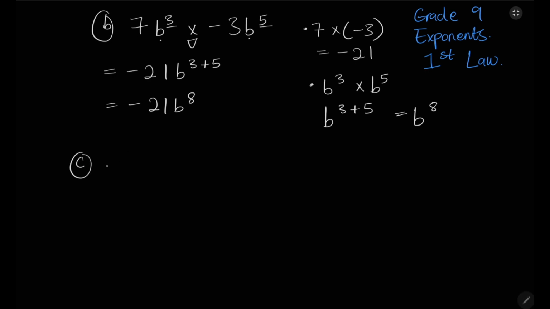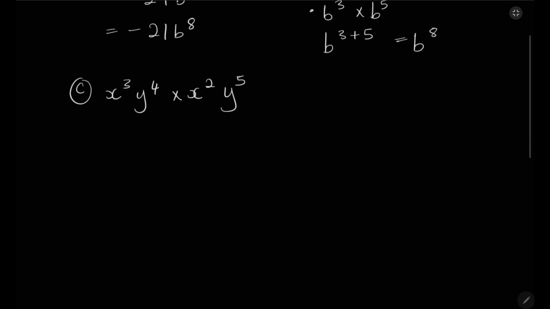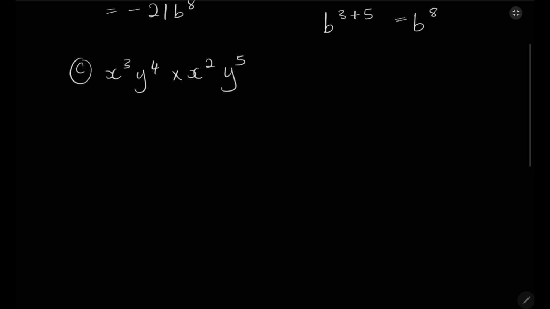Let's try x cubed y to the power 4 times x squared y to the power 5. So how do we solve this? In this case, we don't have any coefficients. Well, we do have them. You know that it's 1. However, you don't really need to multiply 1 times 1. So you can just move to adding the exponents of the matching variables.